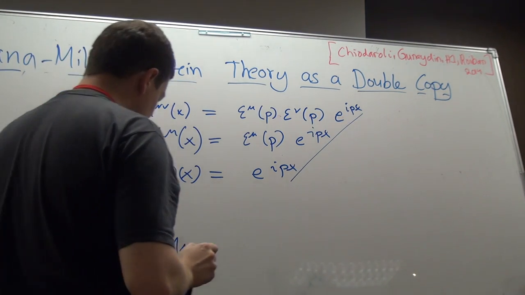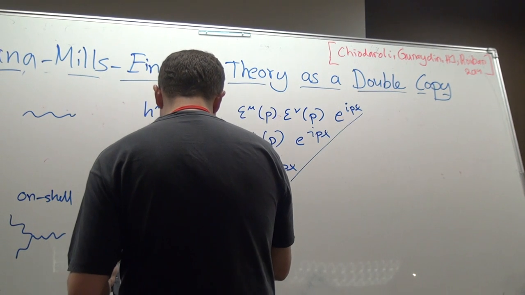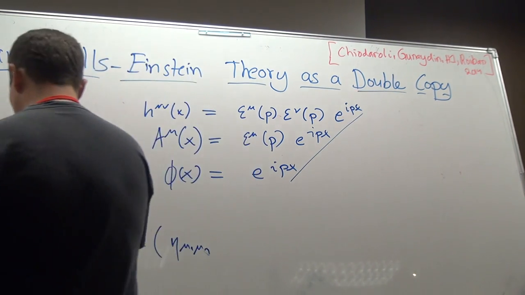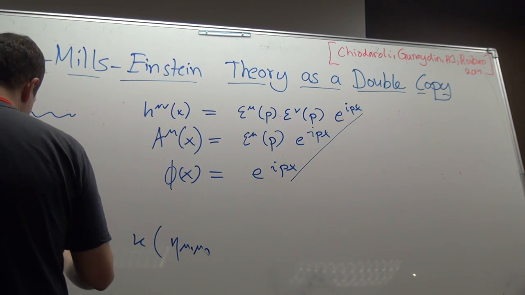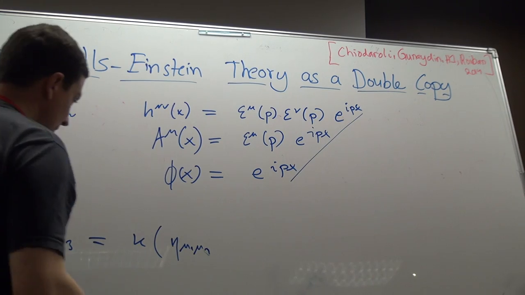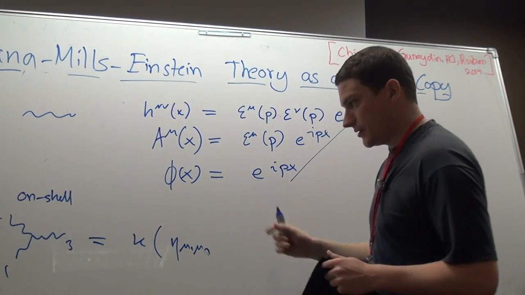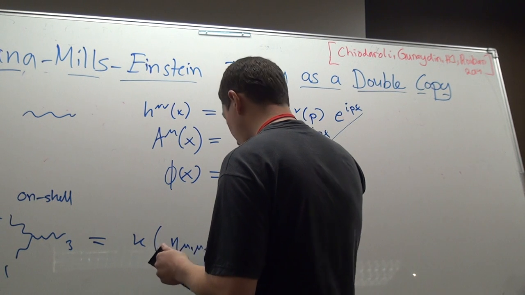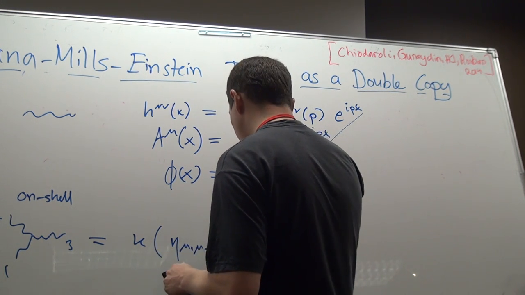So all the 3 legs are on shell, and therefore there's a lot of simplifications. I'm going to call them 1, 2, 3. Each leg is going to have a mu index and a nu index. So let me write down the things which have a mu index first.